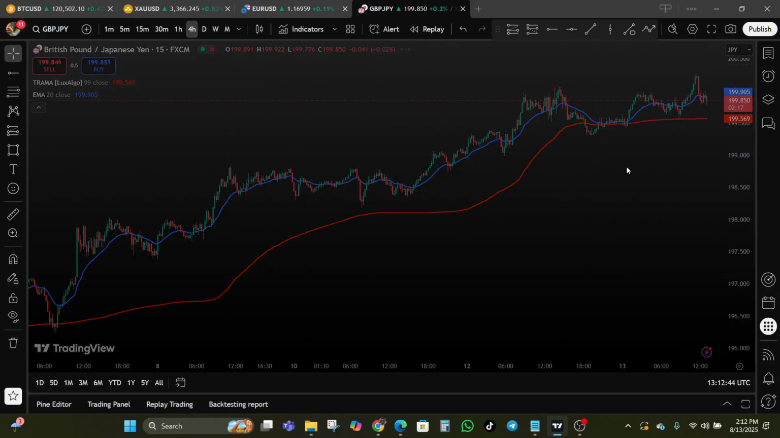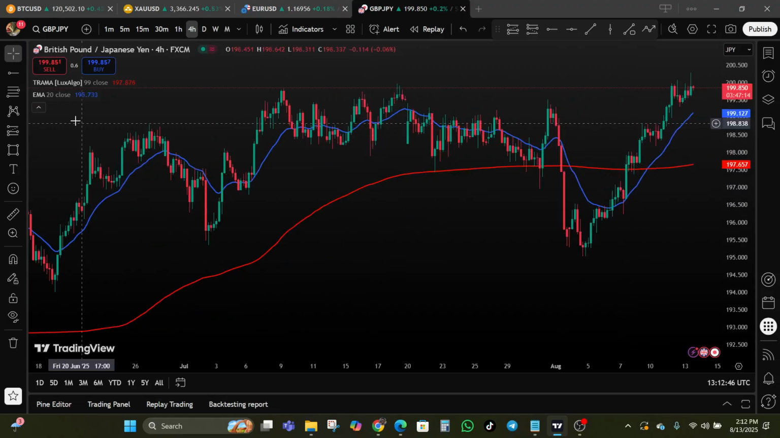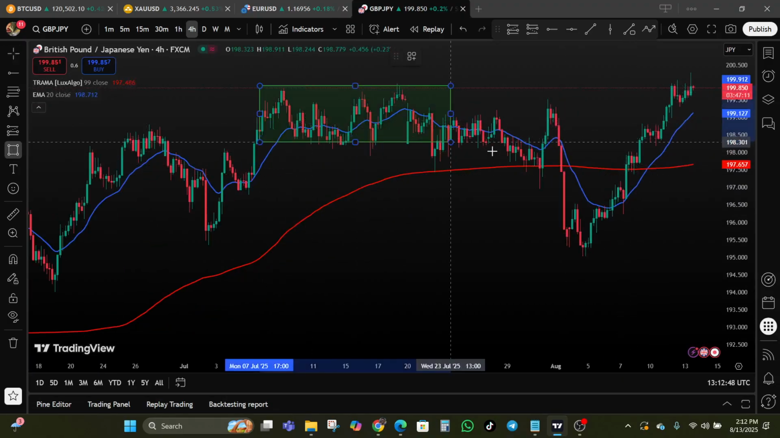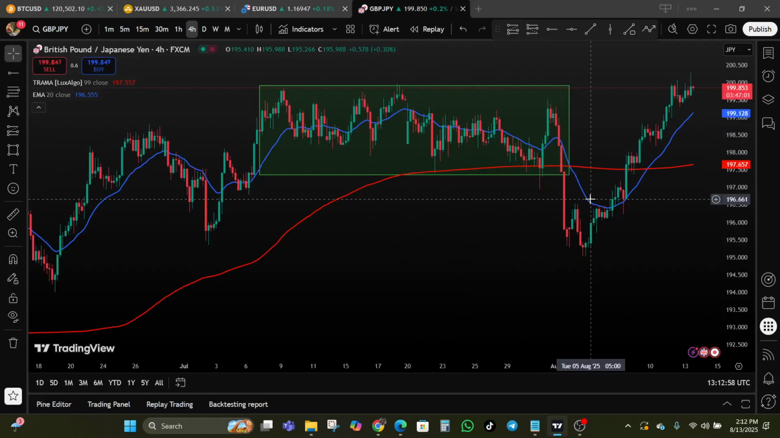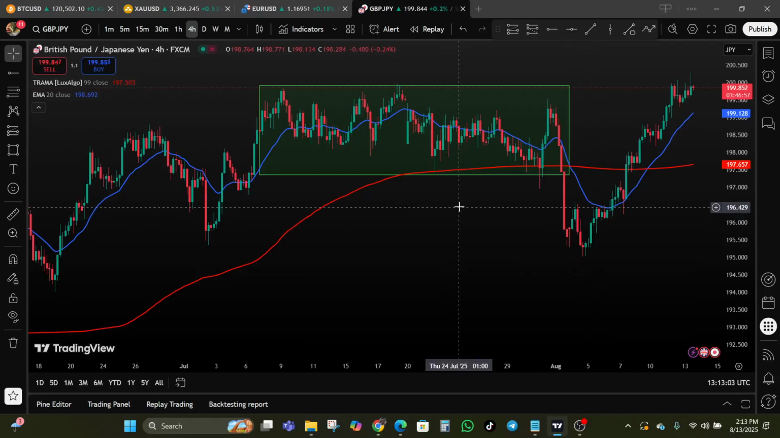When the market is moving sideways, you should not rely on the TRAMA. This is just an example. You can see how the TRAMA was also going sideways. So you can't rely on it when the market is moving sideways. You need to pair it with other tools, like support and resistance tools or market structure indicators.